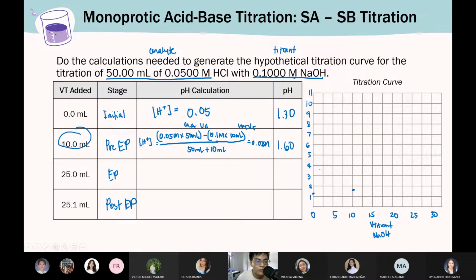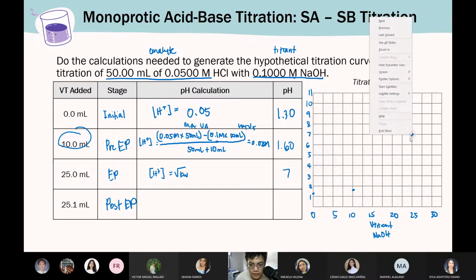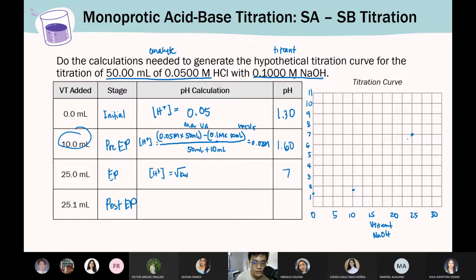At equivalence point, what's the equation for the pH? 7 na yun. Kasi to get the H plus, this is just the square root of Kw, the ion product of water. So automatically, 7 talaga at equivalence point. Kahit huwag ka na mag-show ng solution, 7 agad yan. Okay? So at 25 ml, 7 agad yung answer natin. Andun na agad yung pH.